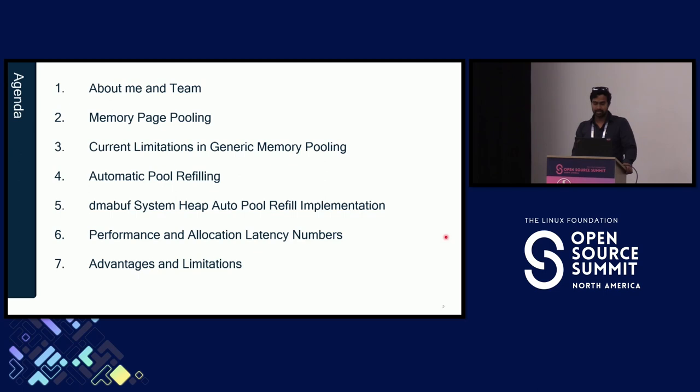And then I'll talk about the implementation of this automatic refill feature that we have put in our DMA buffer system heap implementation. And I'll explain some technical details about what we have implemented in our DMA buffer system heap. And then numbers are always good. I'll talk about the performance and latency numbers. I'll probably describe how this automatic refilling feature helps with reducing the memory allocation latencies, majorly for DMA buffers, and then the advantages and limitations of this feature.